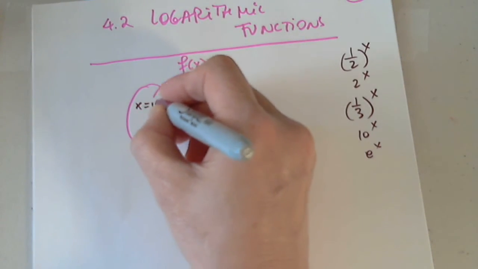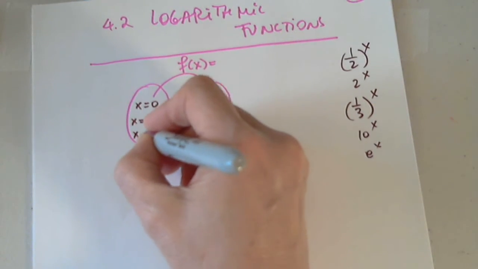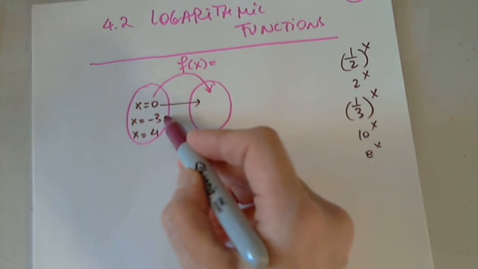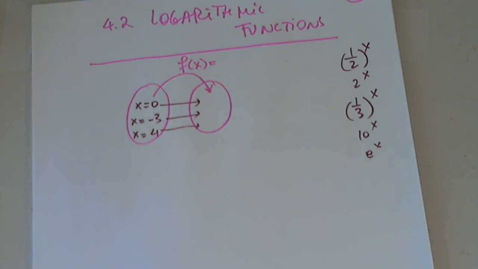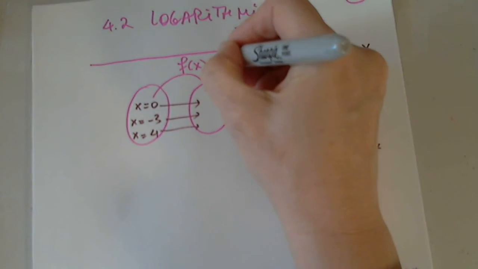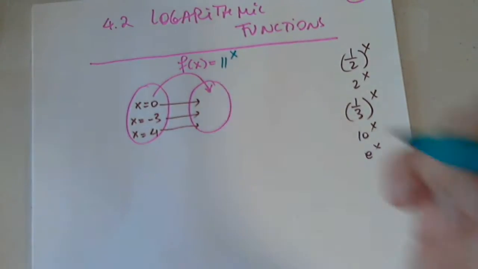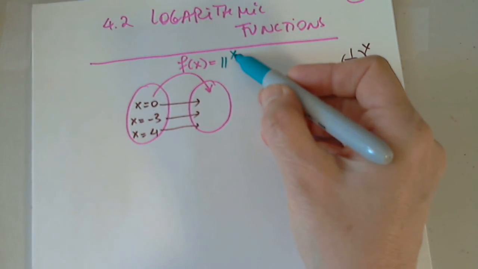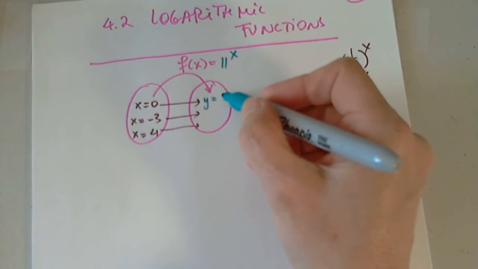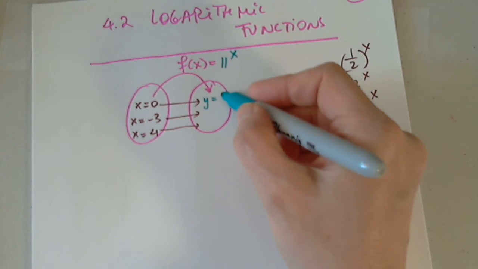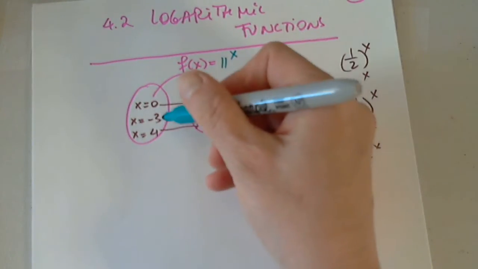So x equals 0, x equals -3, and x equals 4. And depending on which function you pick, we will determine the y values. Pick any pure exponential function you want. 11 to the x. Perfect. So please plug in 0. 1. Perfect. Please plug in -3.